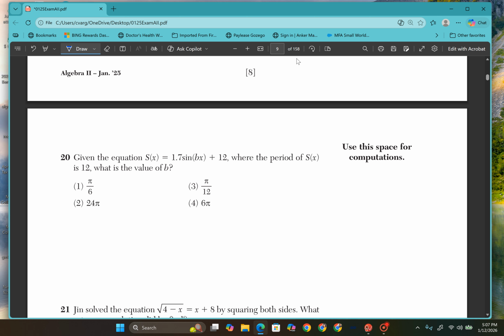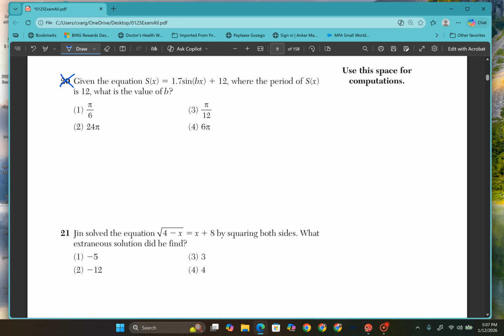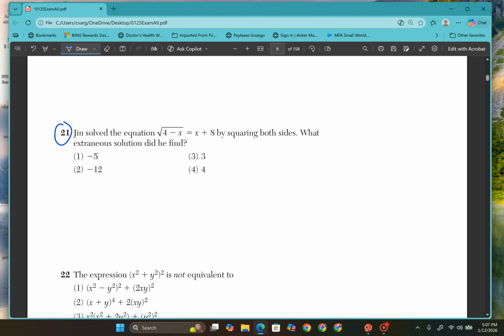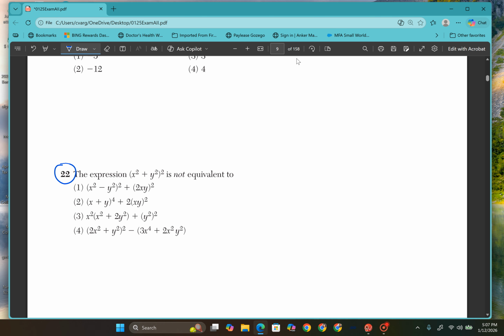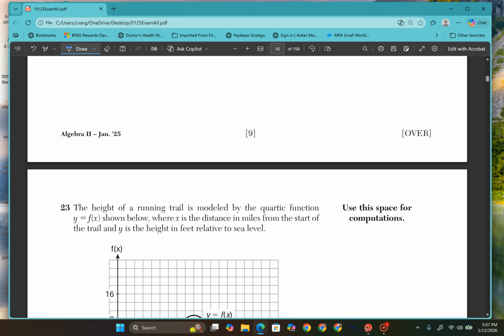This one, what is the period? I'm not going to count this. Should I count it? Maybe I'll count it. Okay, I won't because this is later on, but you can count it if you can do it. This is completely doable. Not equivalent to, cool, store button.